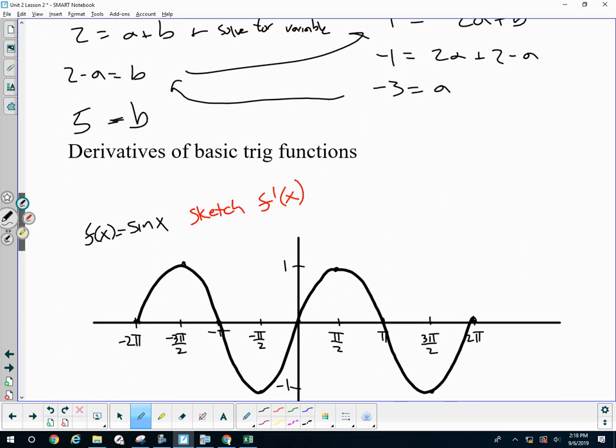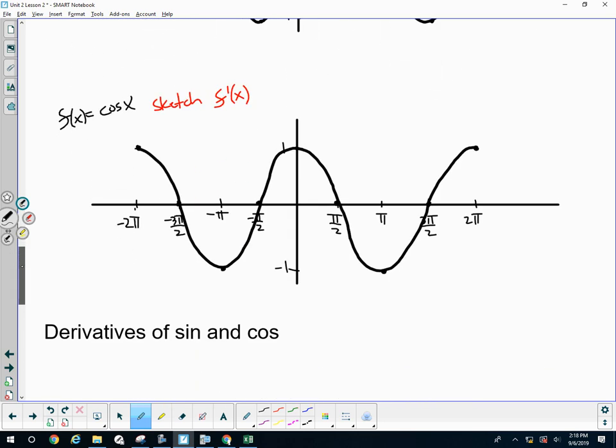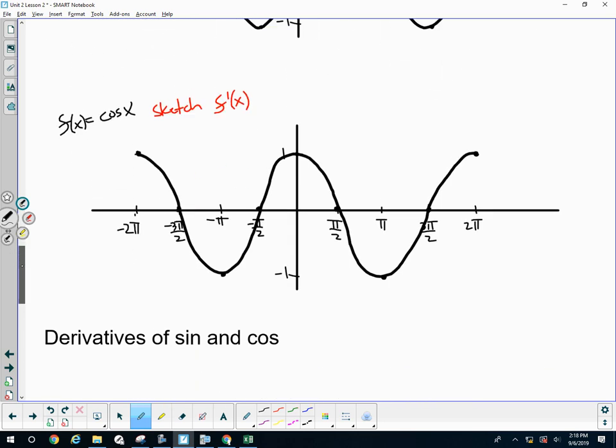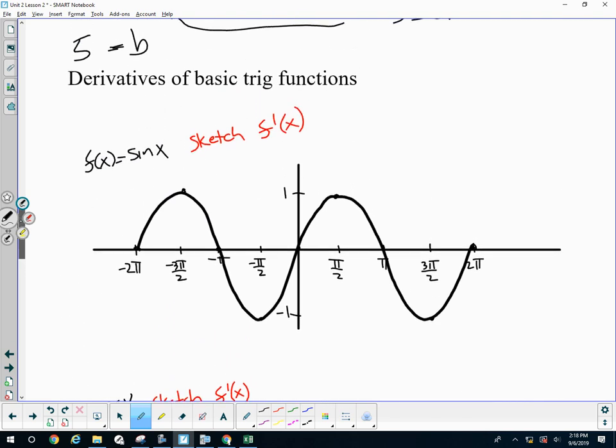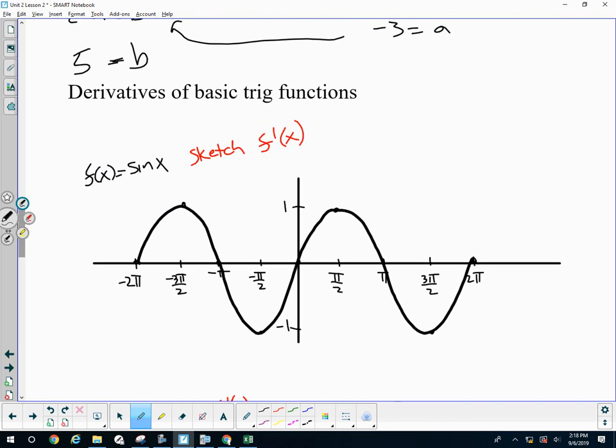The tangent slope generators for sine and for cosine. Okay, now this is what's fascinating. I told you this at the beginning of class, but we'll be able to visually see it. I'm going to sketch the f prime function, just like we did with the first kind of polynomials, but I'm going to do it for sine. And I'm just going to sketch it right on top of it.